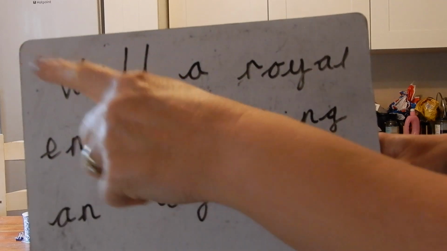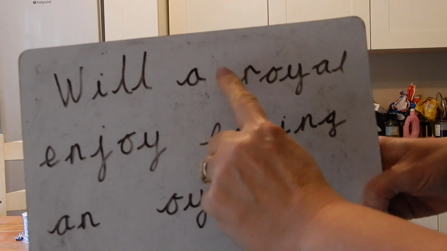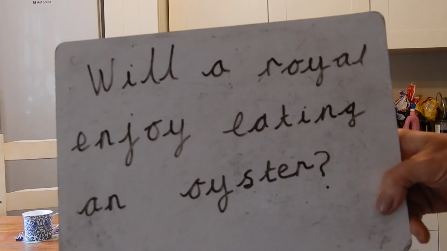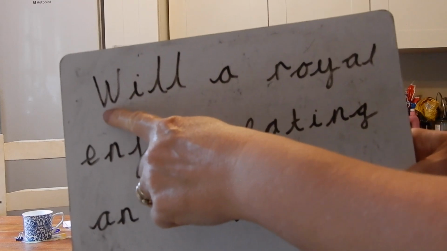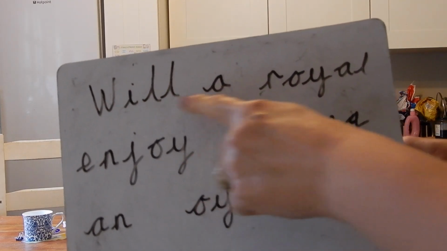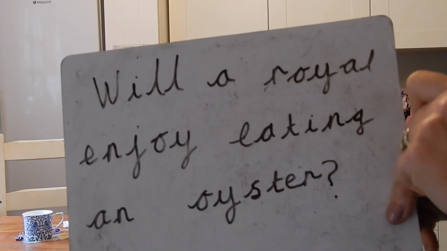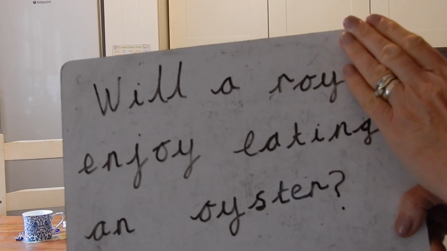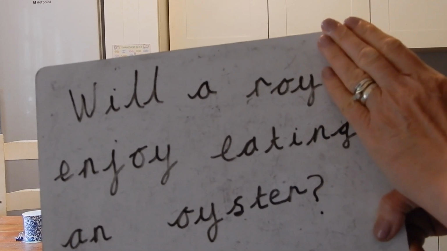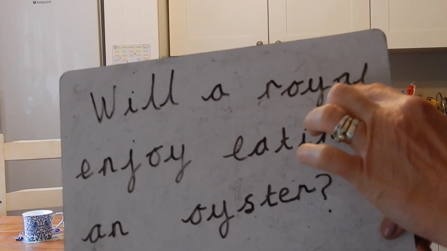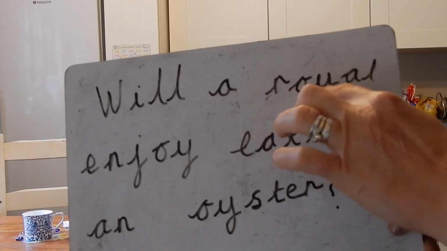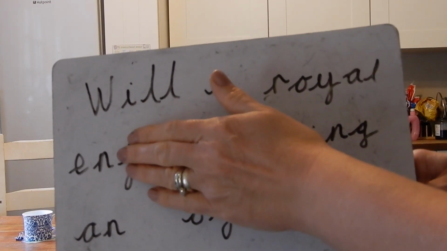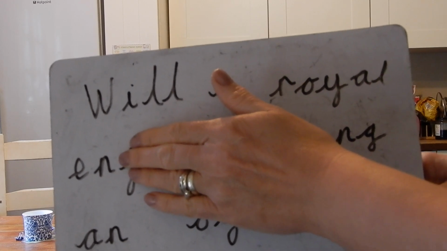Right, let's tackle this together. Capital letter, excellent. Finger spaces, fantastic. And a question mark at the end. So it's a question and it needs an answer. We have got w-i-l, will, a, two syllables in this. Let's tackle the first syllable and then worry about the last syllable on the end. So, r, and in today's sound, oi, r, oi, ul, r, oi, ul. Will a royal.